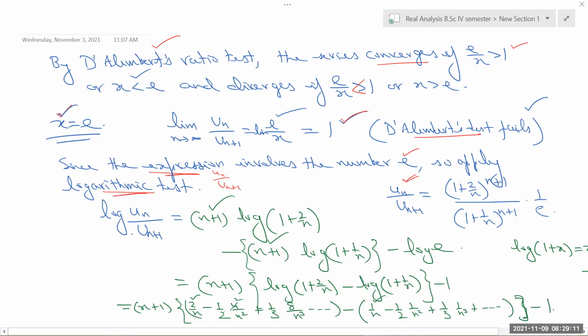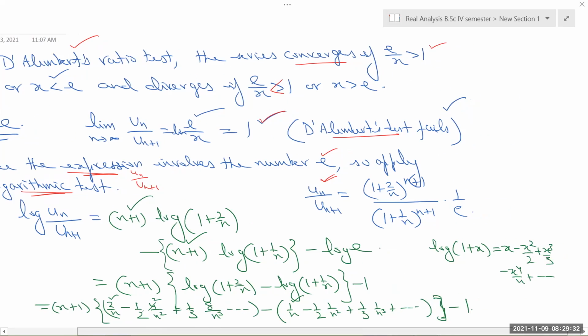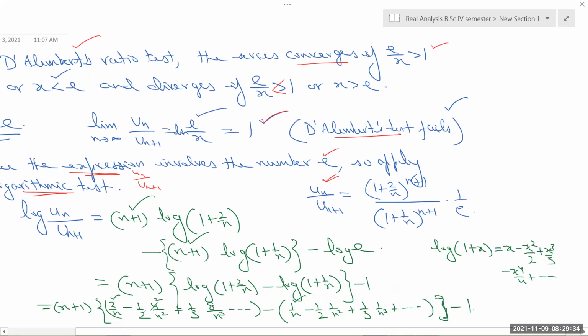Now take log on both sides, because this is the requirement of the logarithmic test, and then multiply by n. So let us first simplify this log of un upon un plus 1. After taking log, I can write it as n plus 1 log of 1 plus 2 by n minus n plus 1 log of 1 plus 1 by n minus log e. Now use the expansion of log 1 plus x equal to x minus x square by 2 plus x cube by 3 minus x to the power 4 by 4 and so on.